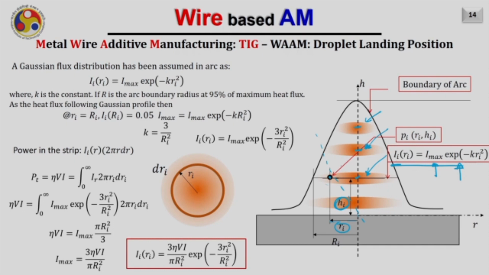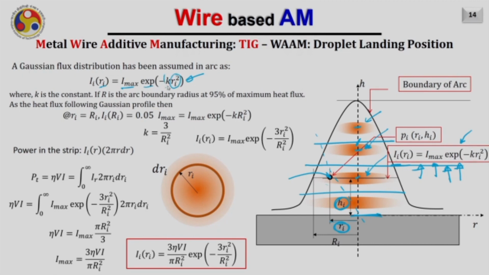It is because at any height from the bottom, if I take this cross section or this cross section, the intensity distribution will be Gaussian and will depend only on the distance from the center of the arc. Therefore, this is the equation for representing the intensity distribution at any cross section. So if I take a cross section at a height Hi and I want to measure the intensity at a particular distance Ri from the center, then this equation will be useful. I am writing this expression here again. It says I at a distance Ri will equal I max exponential minus K Ri square.